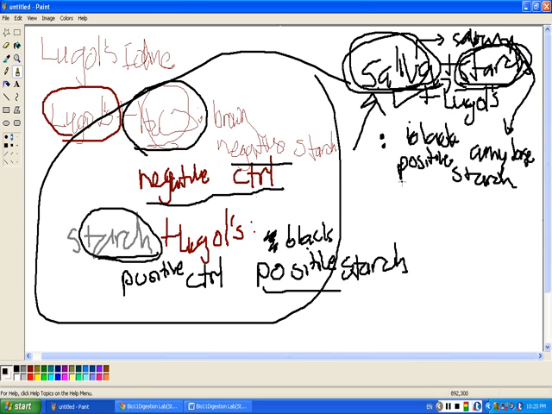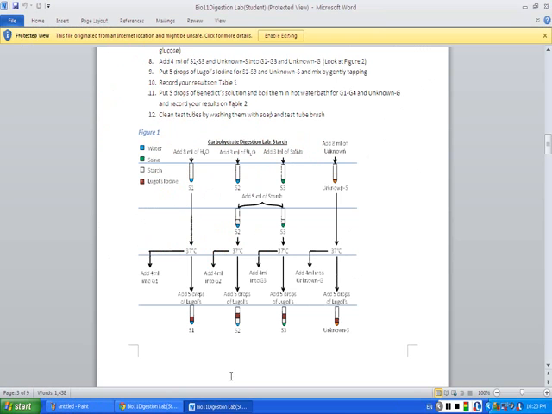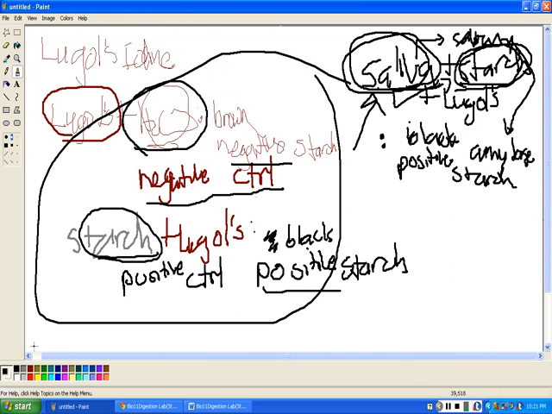Alright, so that's that. Going on to the next test tube is an unknown, so each person had their own unknown, so I'm not going to go into that. So that was it for the polysaccharide test.